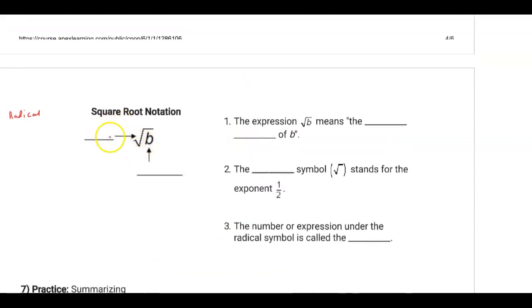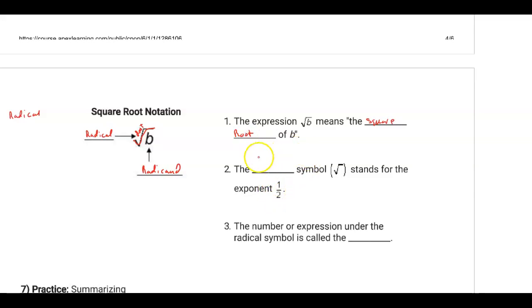So this here, when I look at it, this is the radical or the root. The number that goes here, again, is the root, and you'll see what I mean by that in a minute. And then b is known as the radicand. When we talk about a radical, that is that little symbol there. So this symbol means the square root of b.